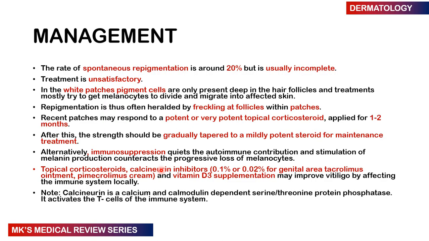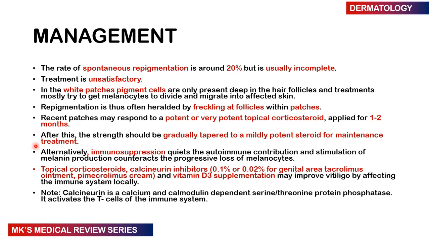Now, in our management, remember that the rate of spontaneous repigmentation is quite low. About 20% of the time it's going to repigment, but usually even the repigmentation is rather incomplete. Treatment is unsatisfactory, and in white patches pigmented cells are only present in the deep hair follicles, such that when you treat these patients, the repigmentation will happen from those hair follicles and then spread to the affected skin, such that when you get this repigmentation, you get this freckled-like appearance of the follicles within the patches.